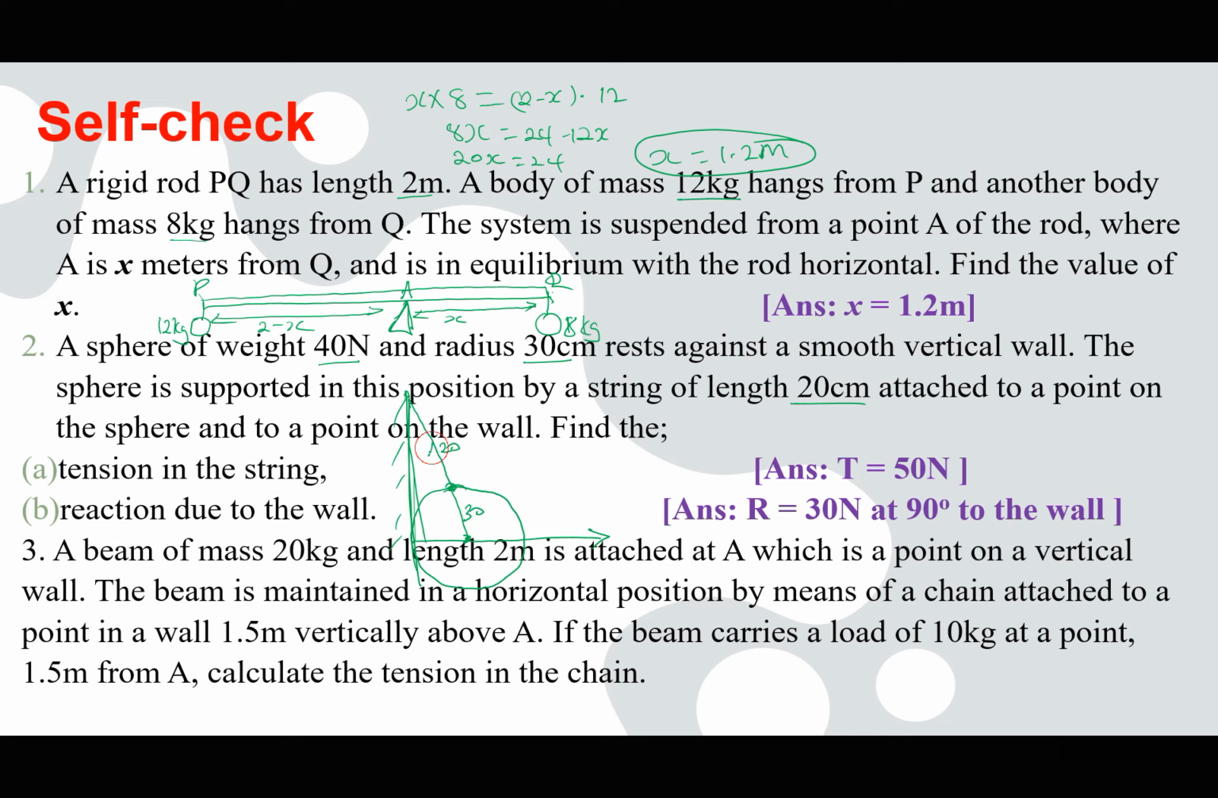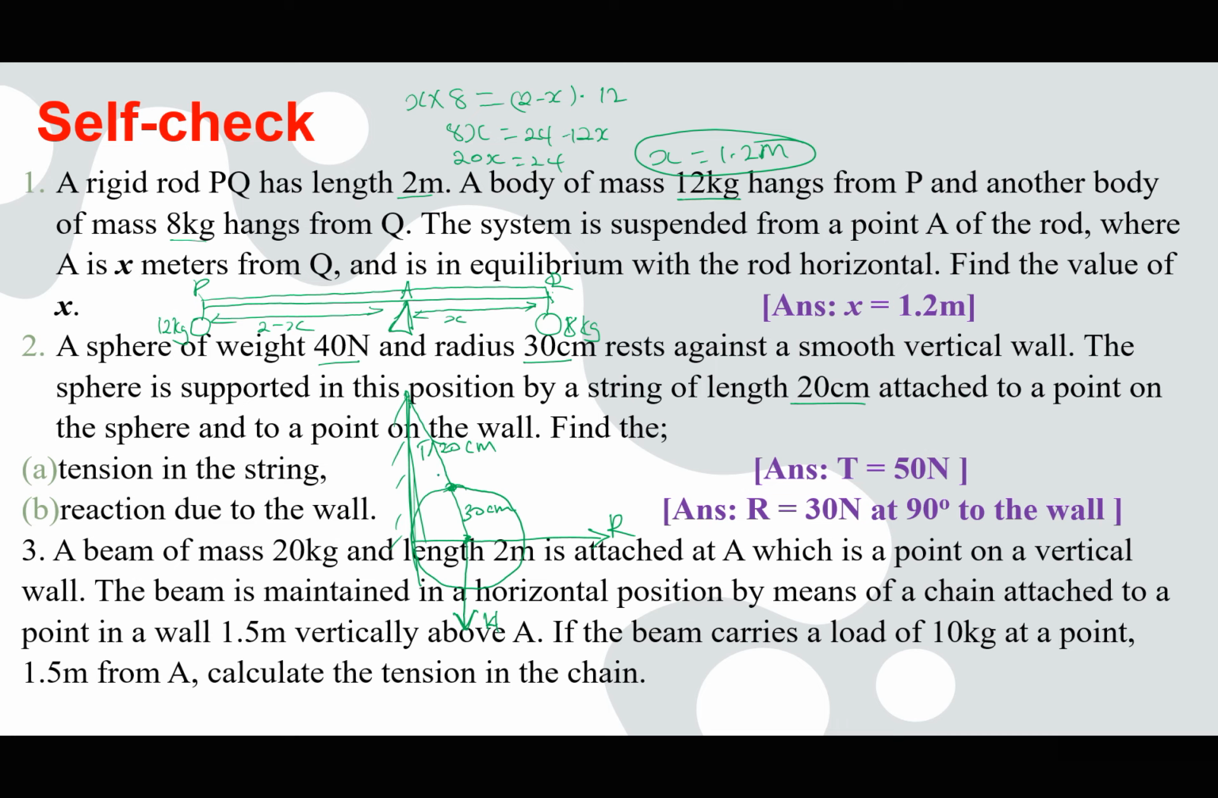So there is tension here. There is normal reaction from the wall. So I'll call this reaction R from the wall. And there's also weight acting vertically downwards. So those are the forces acting. There is tension. The string is 20 centimeters. The radius is 30 centimeters. There is weight of the sphere. There is normal reaction. So the question is find the tension in the string.